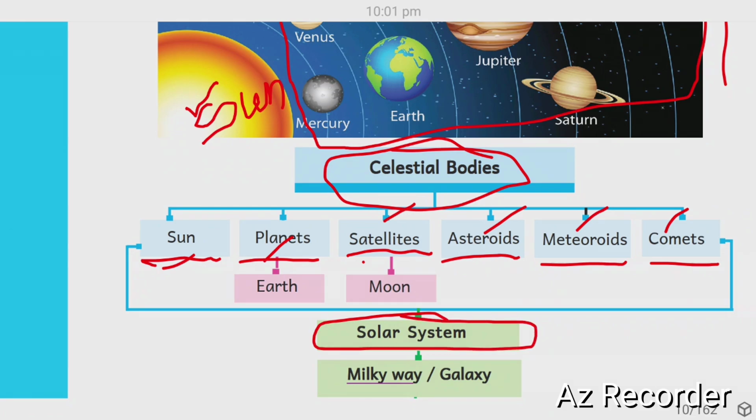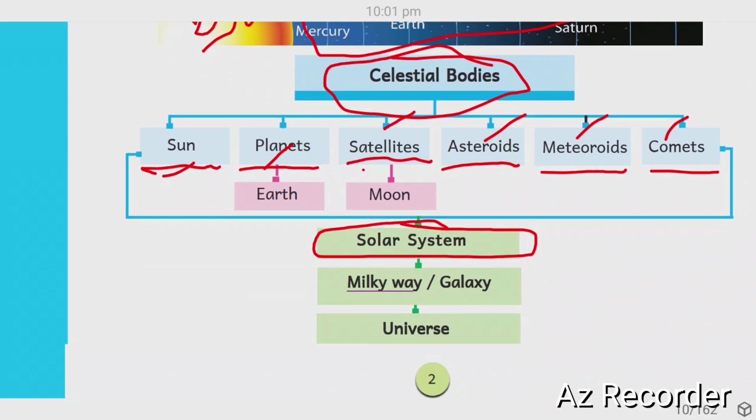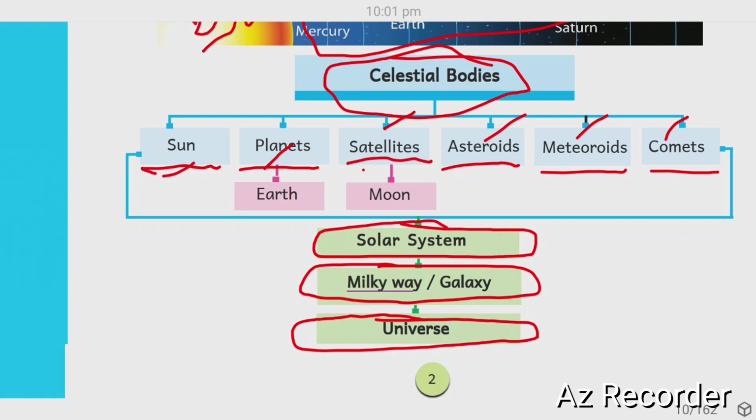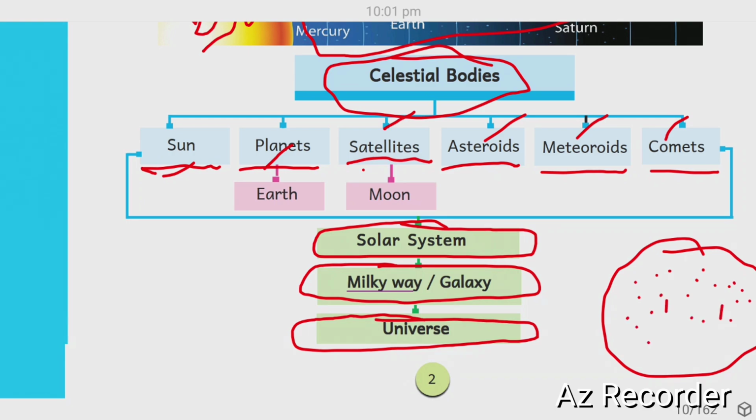The above things are part of the solar system, and the solar system is a part of a galaxy. Our galaxy's name is the Milky Way. This galaxy is a part of the universe. For example, imagine if this is the universe, all these dots are different galaxies. Billions of galaxies are there in space. We can't even count them. Somebody says 325 billion galaxies are there. One among such galaxies is our galaxy, the Milky Way.